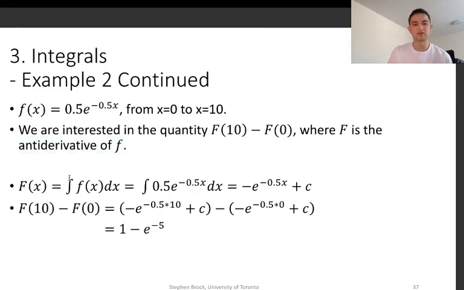So capital F of x is equal to the integral of f of x dx, which is equal to the integral of 0.5 e to the negative 0.5x dx, which is equal to negative e to the negative 0.5x plus c. This c is important for the antiderivative, but of course we know that we're going to be using the definite form of this, and so we could have just left out the c here, but I've left it in the slides just for completeness. So we have F of 10 minus F of 0. We plug in 10 in this first term, and then we plug in 0 in the second term, and we end up with 1 minus e to the negative 5.